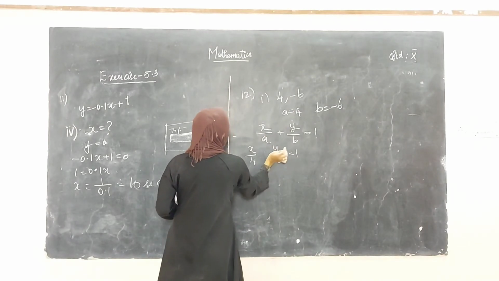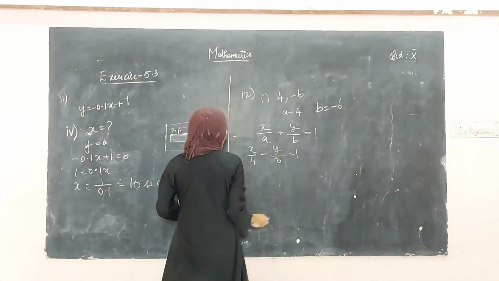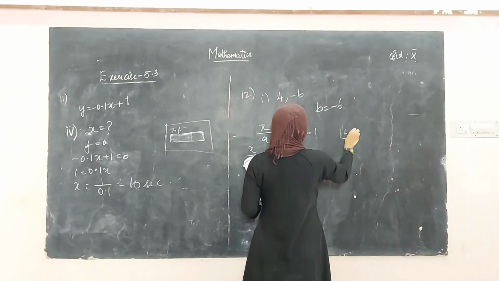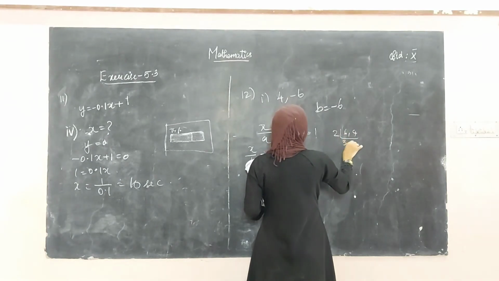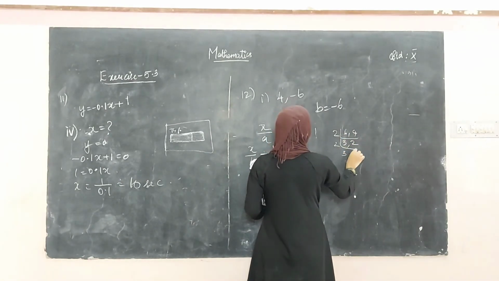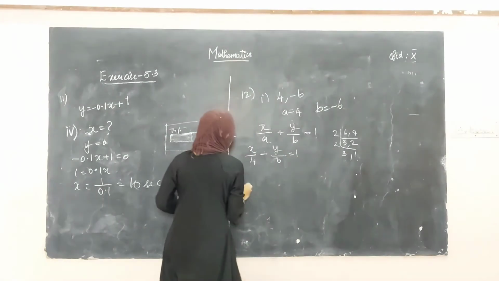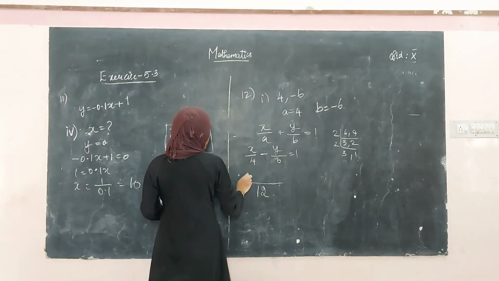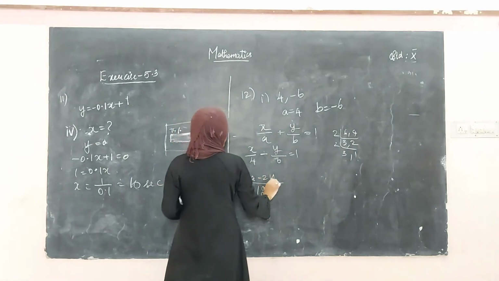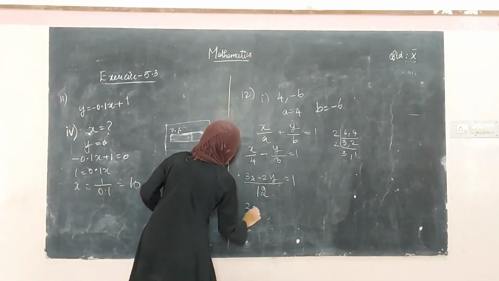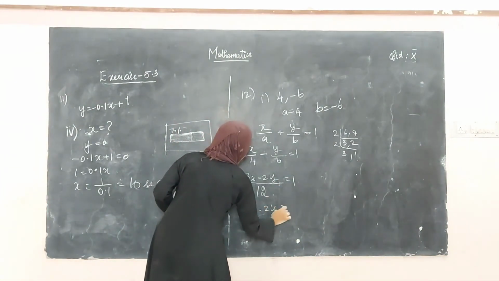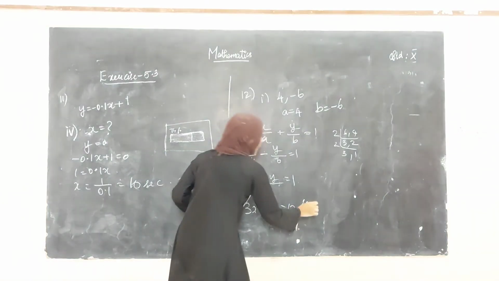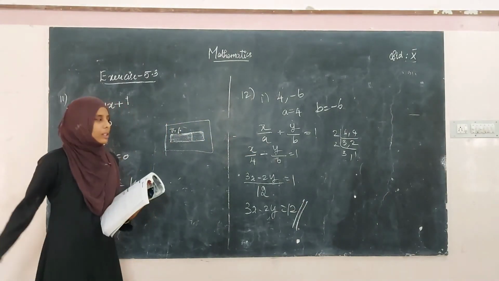So the minus goes with the 6, it will be minus 6. On taking LCM of 4 and 6, dividing by 2, 3, 2, again 2, 3, 1, 4 into 3 is 12. So 12 is the LCM here. So 4 into 3, 3x minus 2y is equal to 12. This is the required equation. Okay, this is how we have to find.